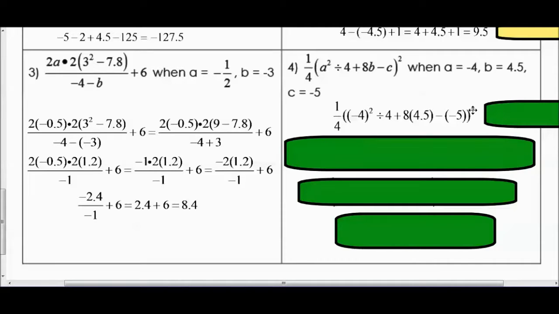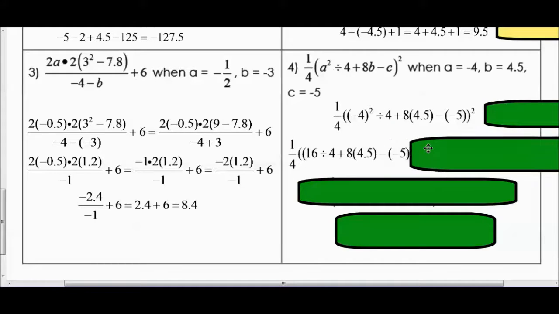And following order of operations, we see that we have this big grouping symbol. We're going to work inside of there first and follow PEMDAS inside of there. So there's no extra grouping symbols inside of there. But we have an exponent, we have division, addition, this is multiplication, and that's subtraction. So we're going to do this exponent first. That's negative 4 times negative 4. Or 16.